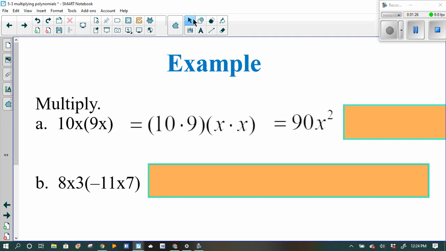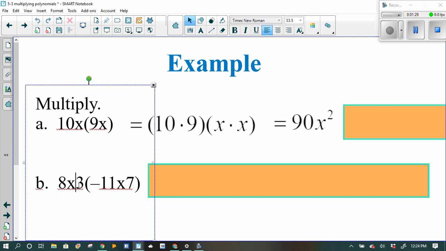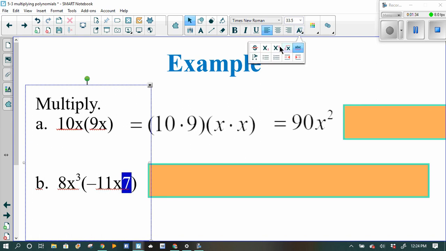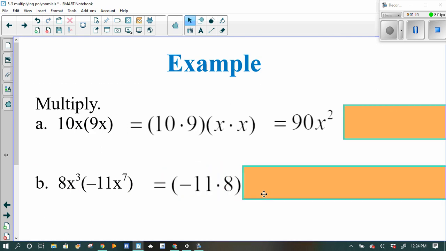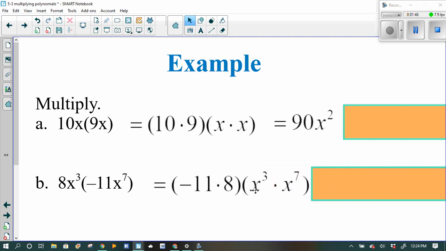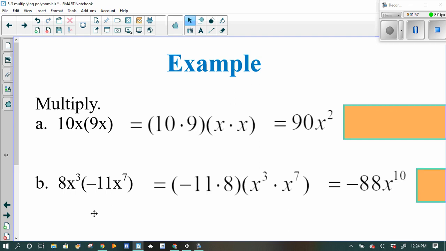Okay, in this one, this is not 8.3. I missed an exponent there. All right, so here what we're going to do is multiply the 8 and the negative 11, and then we're going to multiply the bases because they're both x's. So remember, when the bases are separate, you add the exponents. So negative 11 times 8 is negative 88, and then 3 plus 7 is 10. So it would be negative 88, x to the 10th power. So that's all there is when you're multiplying monomials. Multiply the numbers, then add the exponents.